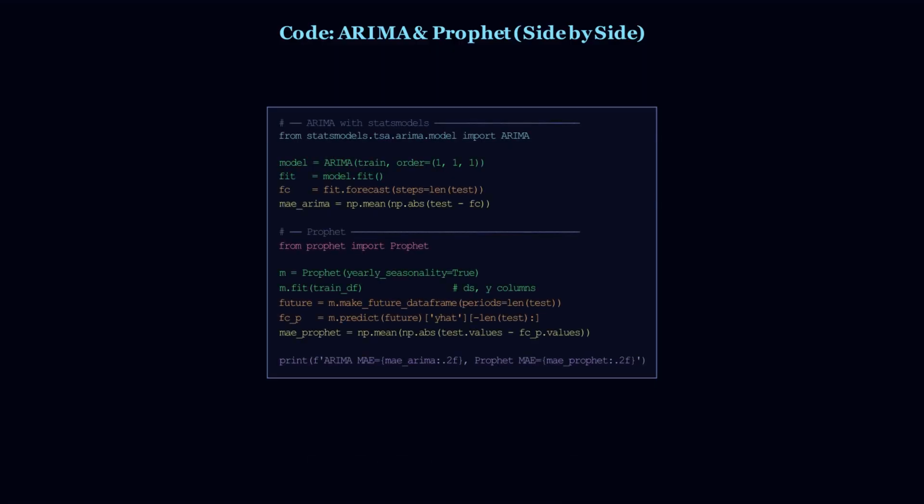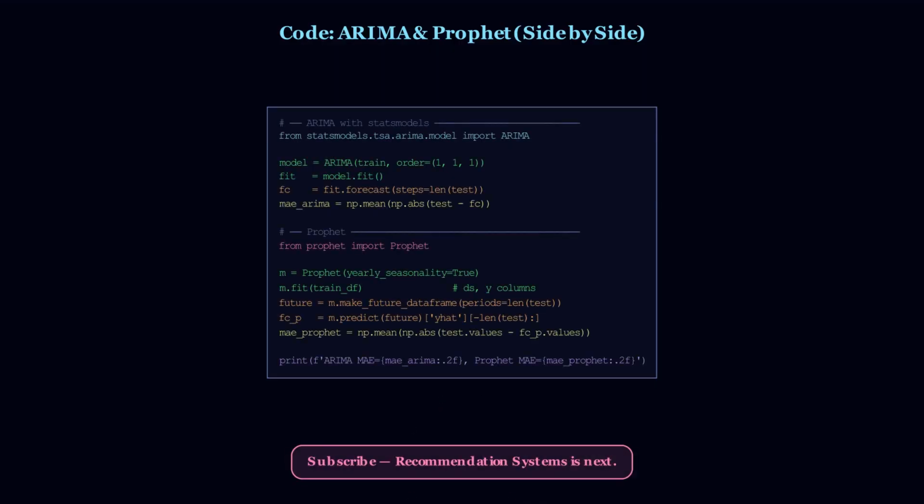In code, both models fit in under 10 lines. For ARIMA, use statsmodels. Order is P, D, Q as a tuple. Fit, forecast the test period, compute MAE. For Prophet, just a data frame with DS and Y columns, then fit and predict.